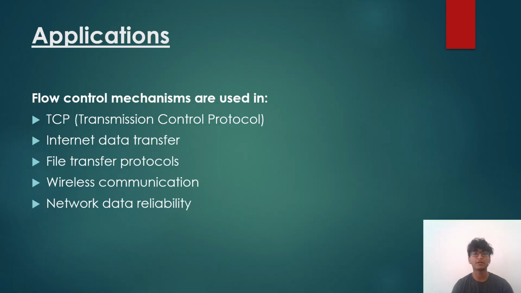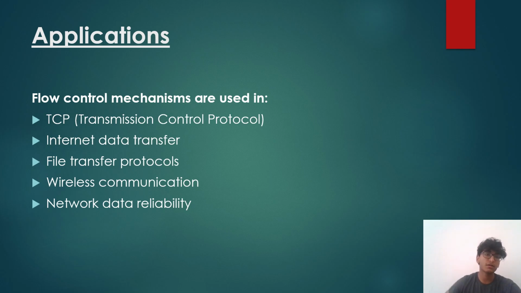Now let's go over the applications of flow control mechanisms. Flow control is used in TCP, the Transmission Control Protocol. It is also used in internet data transfer, file transfer protocols, and wireless communication, and also in network data reliability.